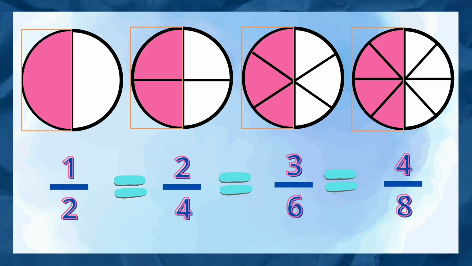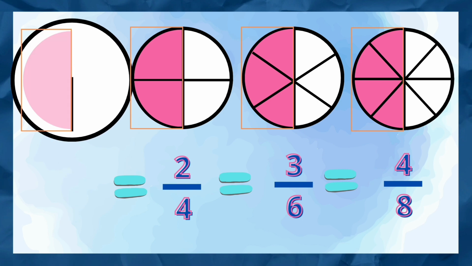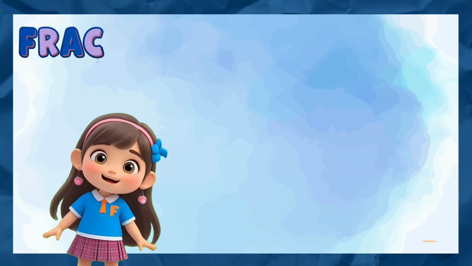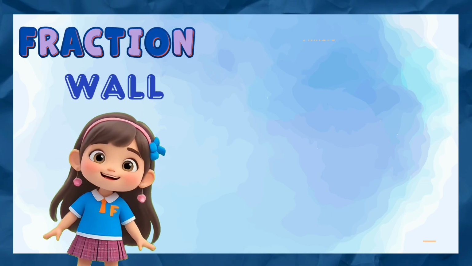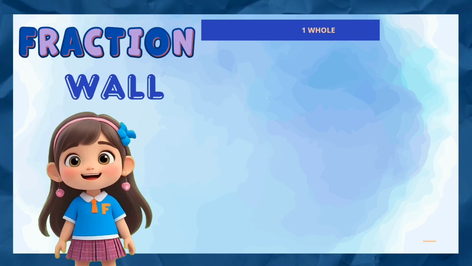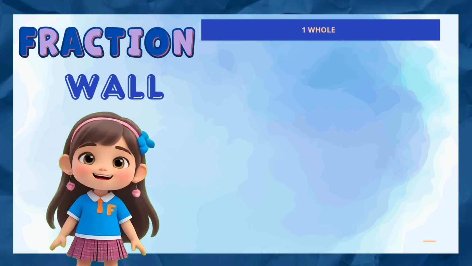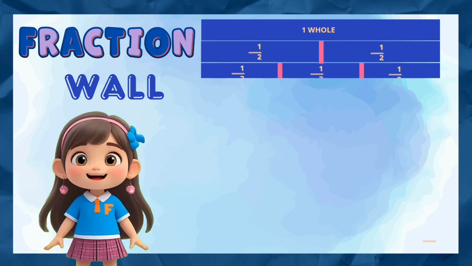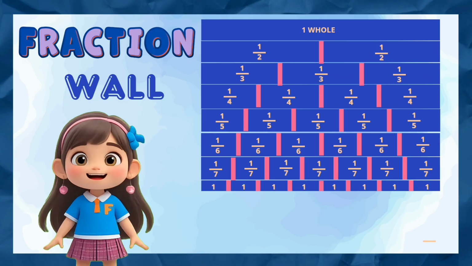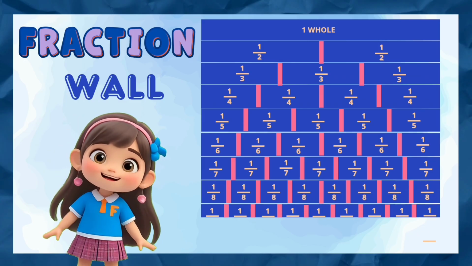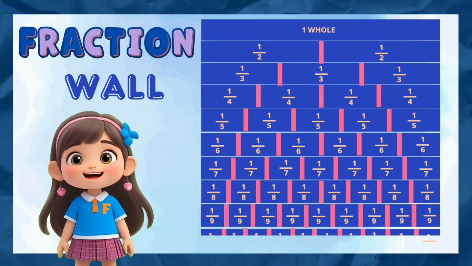There are other ways we can identify and represent equivalent fractions. One of the easiest ways is with a tool called a fraction wall. Here we have a whole rectangle. We are going to create equal parts with this rectangle as we did with the circles. We can create 2 equal parts, 3 equal parts, 4 equal parts, and so on.